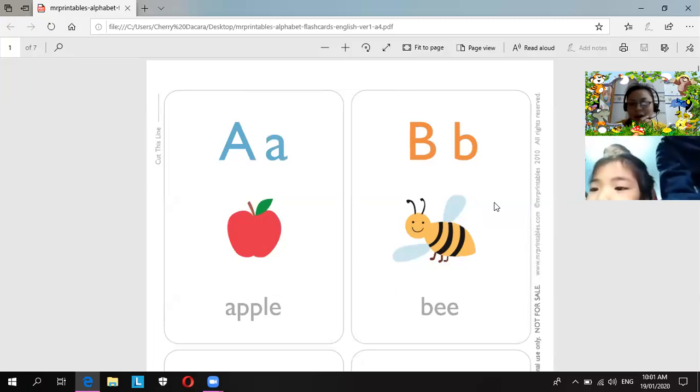What is that, Bong? Apple. Okay, Bong. So today, Bong, we will review the letters, okay?